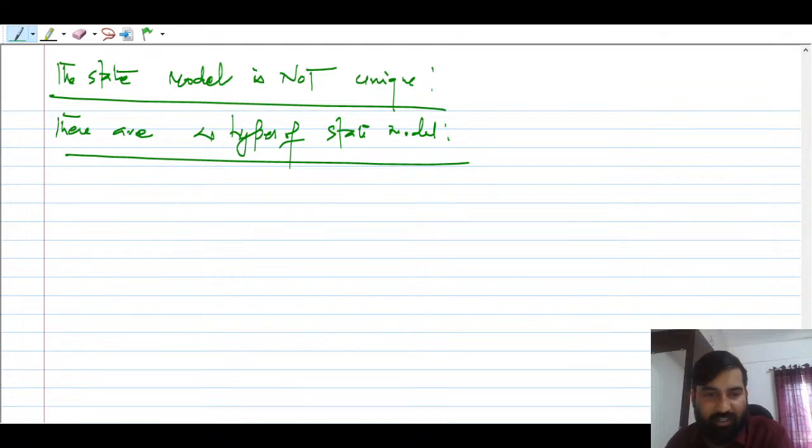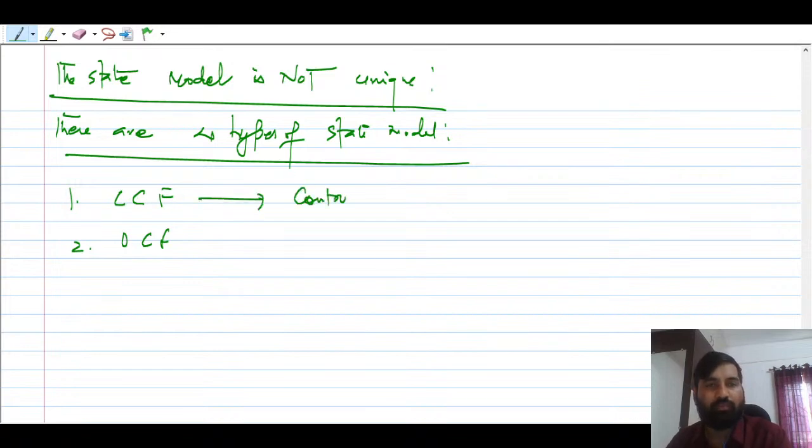After attending my lecture, you can refer to this book. You will find it very easy then. So there are 4 state models. I think everybody might be familiar also. First is called CCF, right? Second is called OCF. Controllable canonical form.